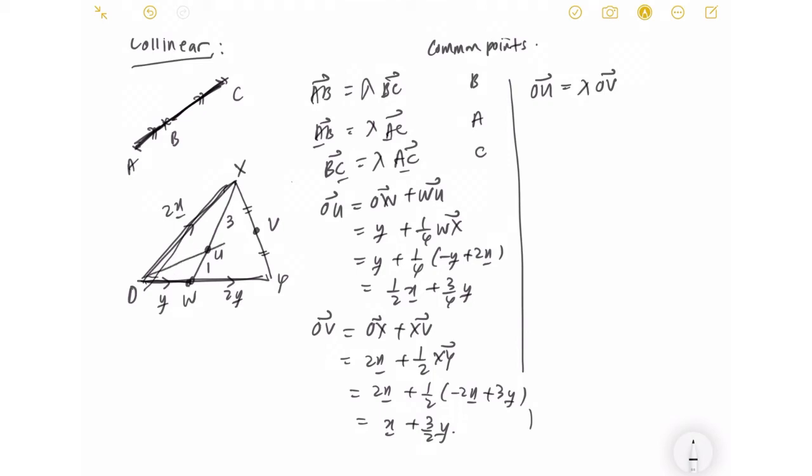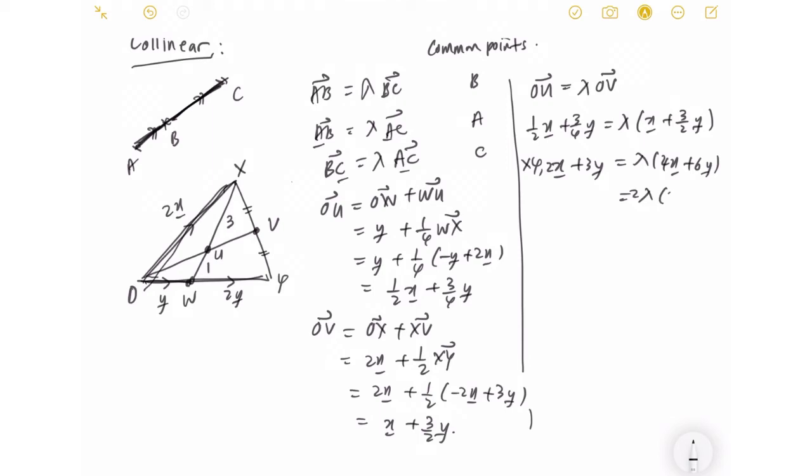Okay, the next thing is I can take OU equals lambda OV. When they are collinear, 3 points lie on the same line, OU should be a multiple of OV. So I know OU already, which is half X, 3/4Y. I know OV also, X, 3/2Y. So now we have fractions here. So maybe I multiply here by 4, right? When you multiply by 4, this will give us 4X plus 6Y.